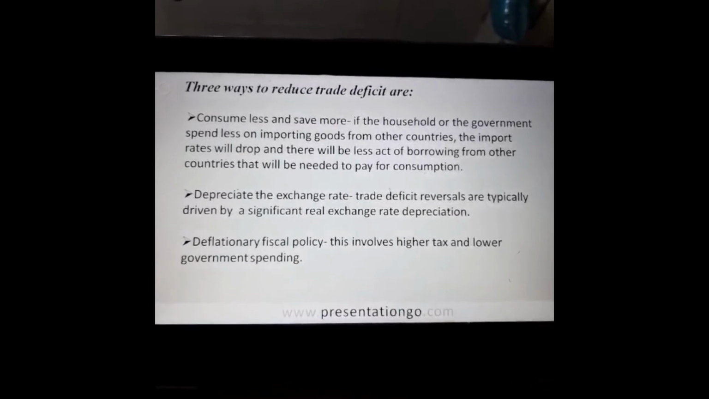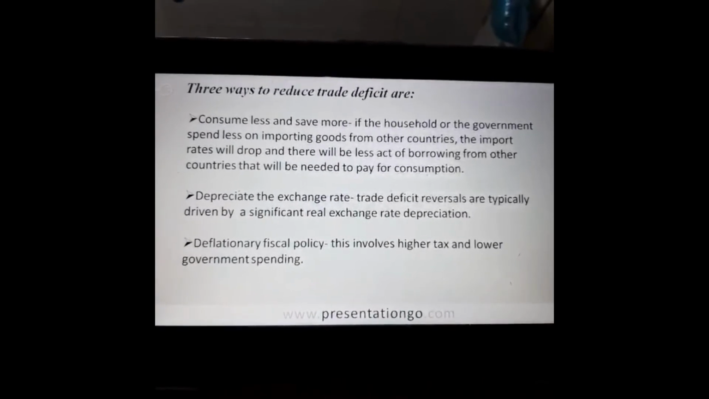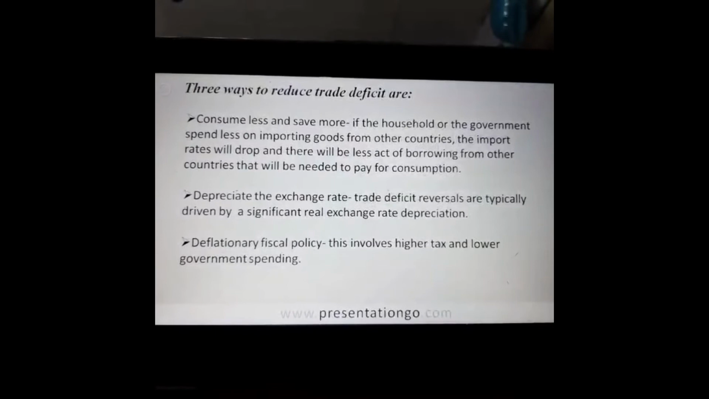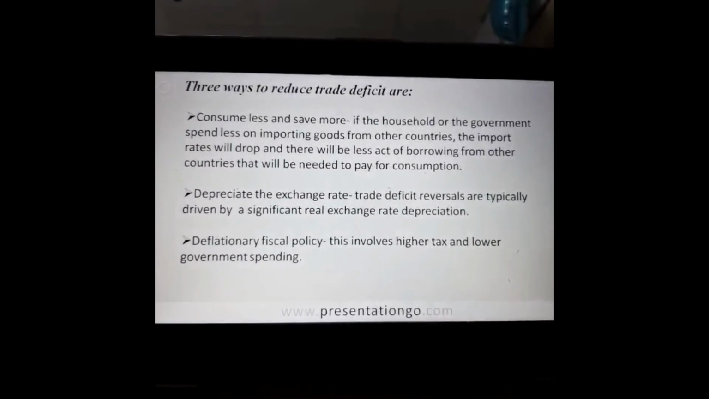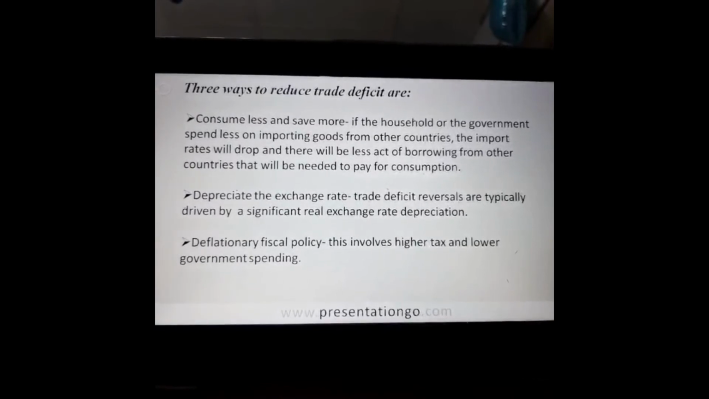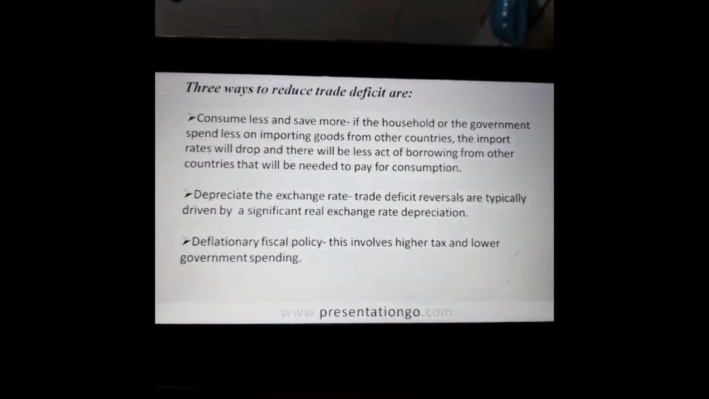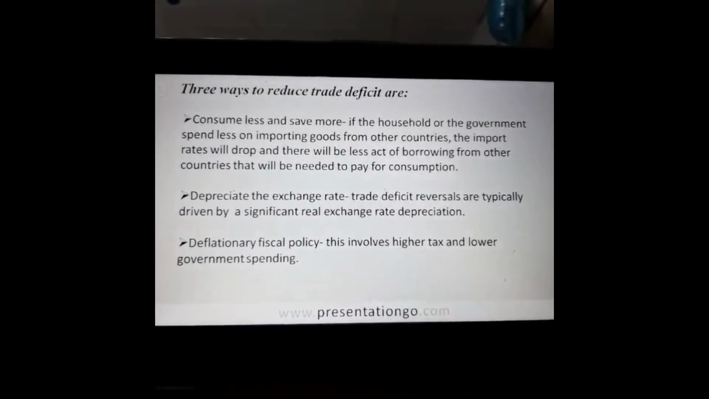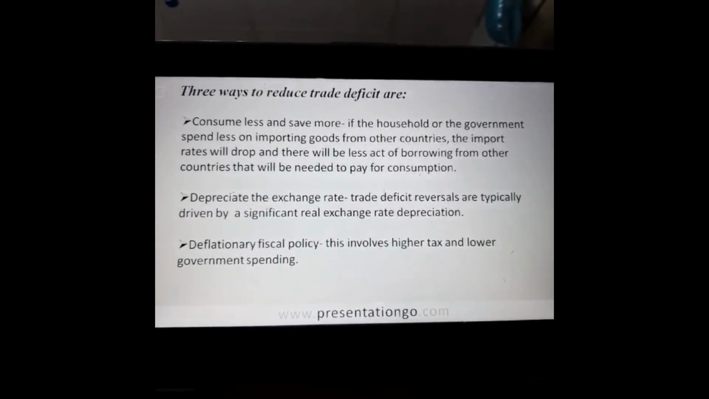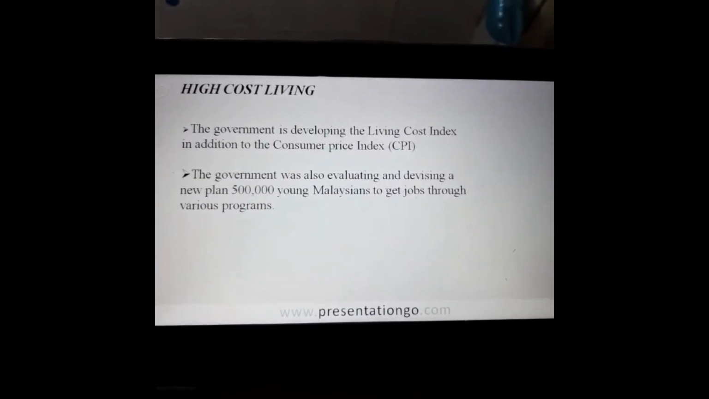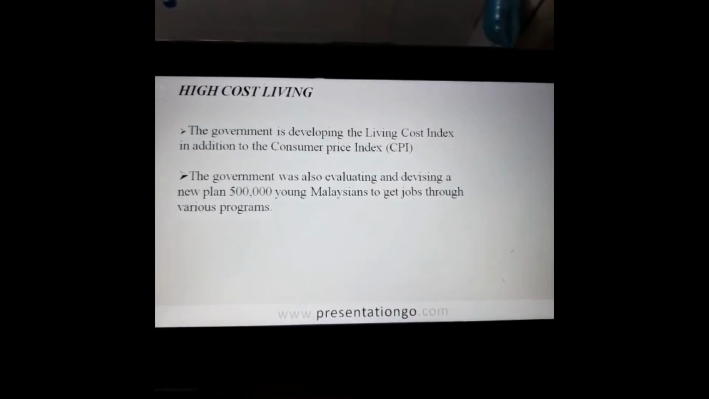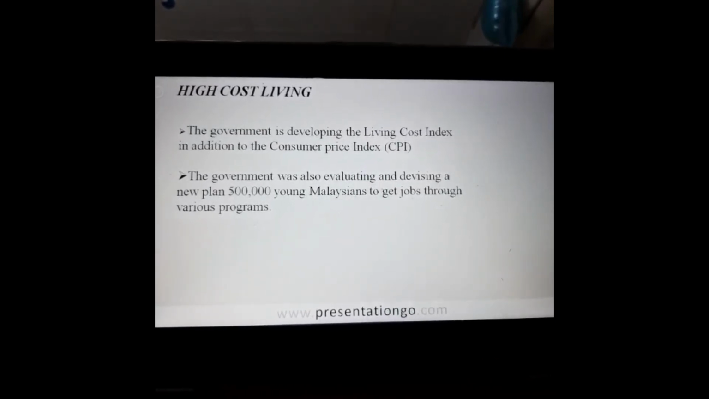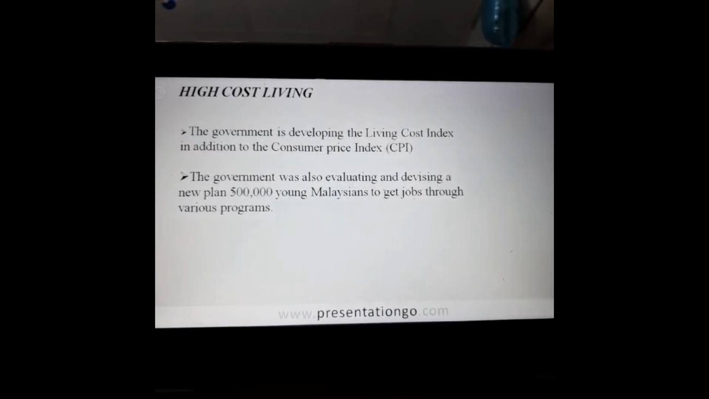The second one is deficit and exchange rate. Trade deficits are typically driven by significant real exchange rate depreciation. The third one is deflationary fiscal policy. They involve higher taxes and lower government expenditure. Higher cost of living: the government has developed a living cost indicator in addition to the consumer price index, CPI.